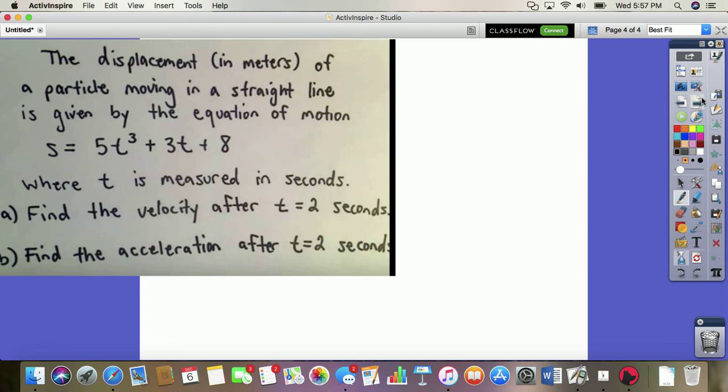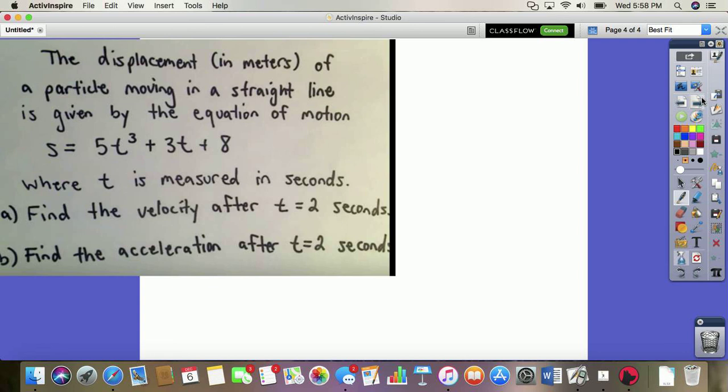The displacement in meters of a particle moving in a straight line is given by the following equation. s is equal to 5t cubed plus 3t plus 8, where t is measured in seconds. And so it says find the velocity after t equals 2 seconds and find the acceleration at t equals 2 seconds as well. So let's take a look here.